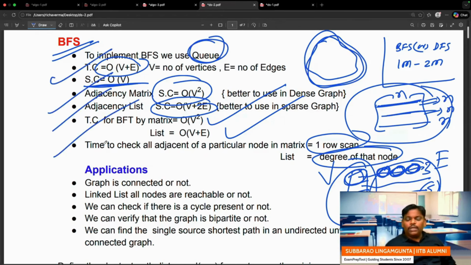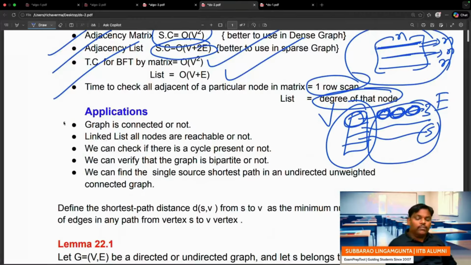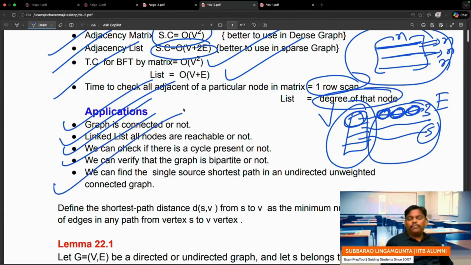Next one, applications of BFS. You can check whether a graph is connected or not, whether every vertex is reachable or not. We can check if there is a cycle present or not. We can verify whether a graph is bipartite or not. We can find single source shortest path in an undirected unweighted graph. The most important thing is unweighted.